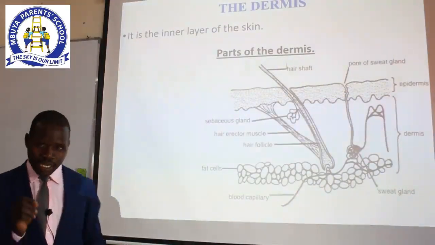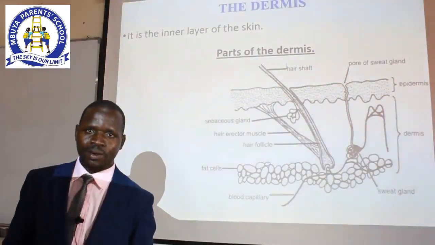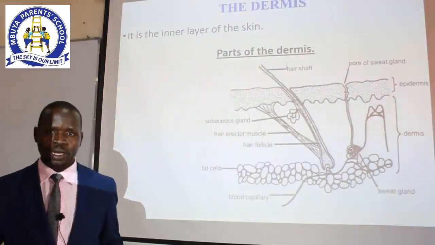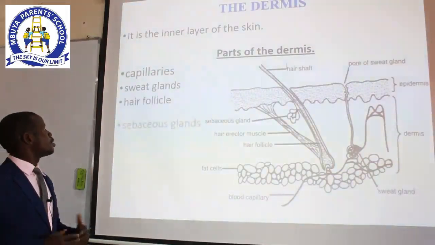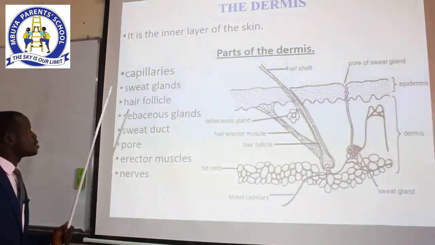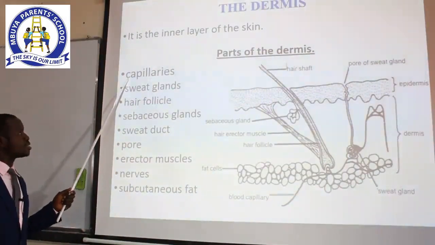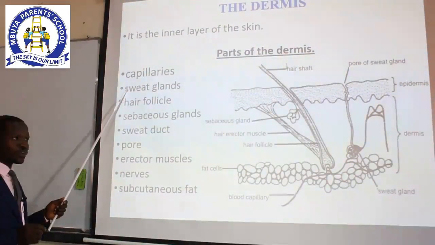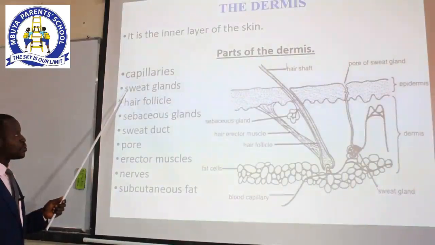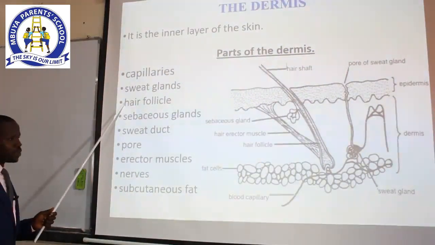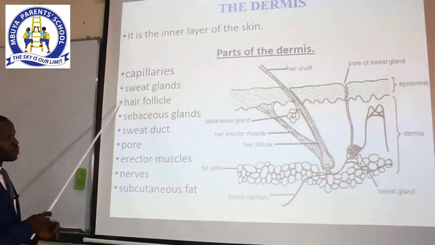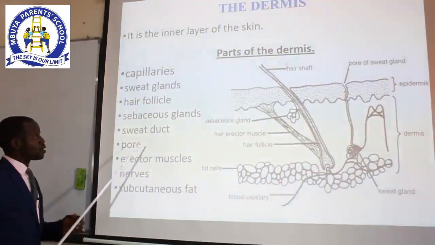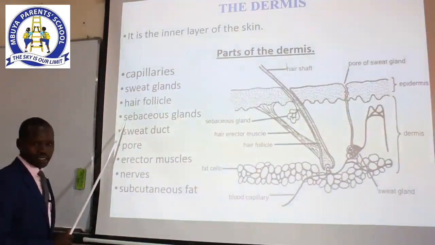I believe you have already seen and read some of the words naming those parts. So what are these parts that make up the dermis? One, we have blood vessels, known as the capillaries. We have what we call sweat glands. Dear candidates, I believe you're already identifying this diagram. We also have the hair follicle, where the hair we have in our body grows from. We also have the sebaceous gland.